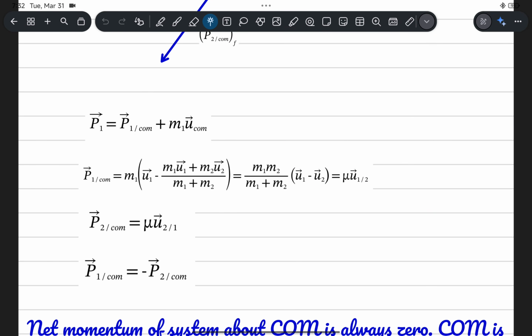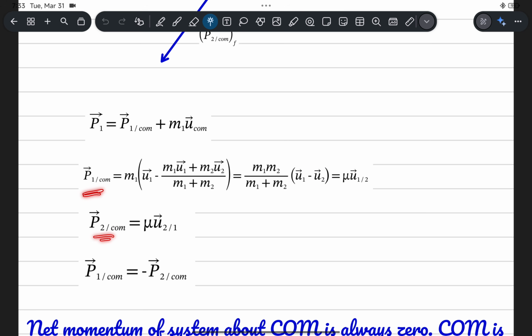Okay, so here we can prove that p1 com is m1 into u1 minus velocity of center of mass. Okay, so by simplifying this, just by taking LCM, we'll get m1 m2 by m1 plus m2 into u1 minus u2. m1 m2 by m1 plus m2 is called the reduced mass, which I'm taking as mu, and u1 minus u2 is u relative.